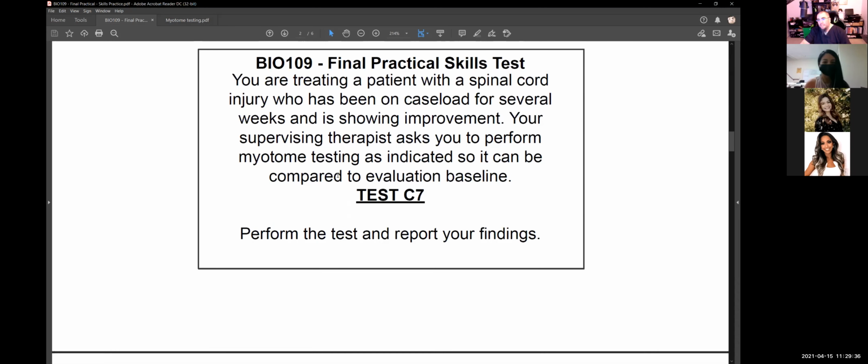All right, so we did C6. What's C7? Yes, you're going to test extension. Good. Elbow extension, and what's the other one? Wrist flexion. Yep, wrist flexion.